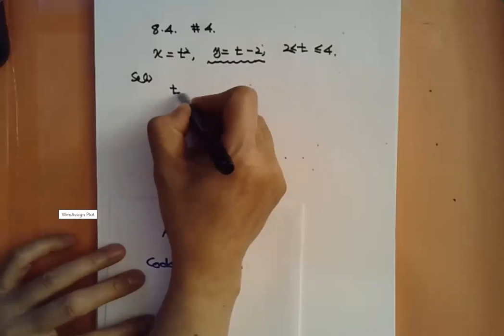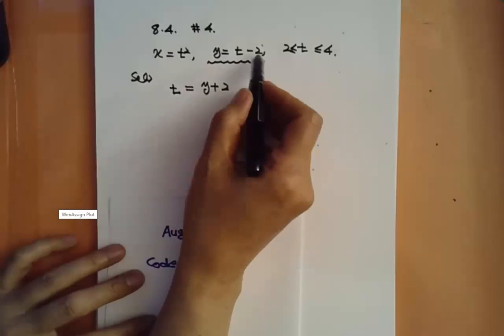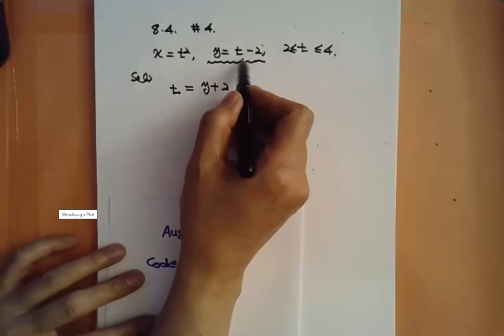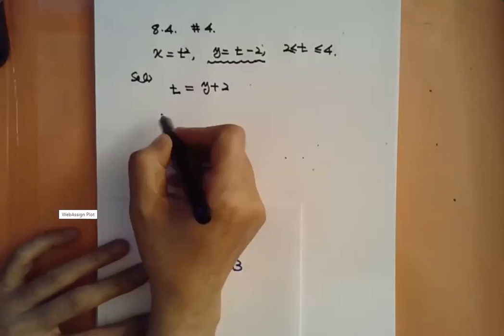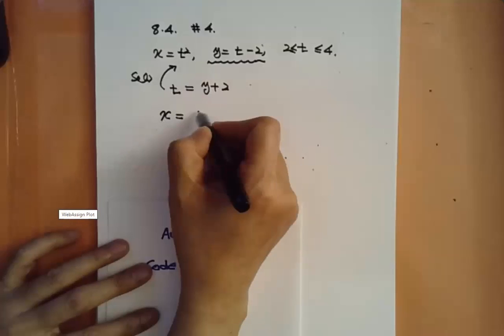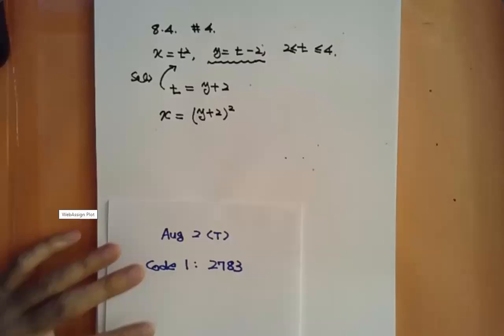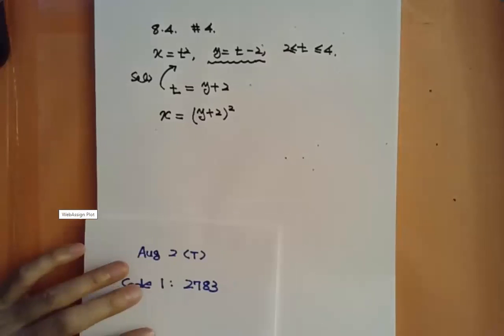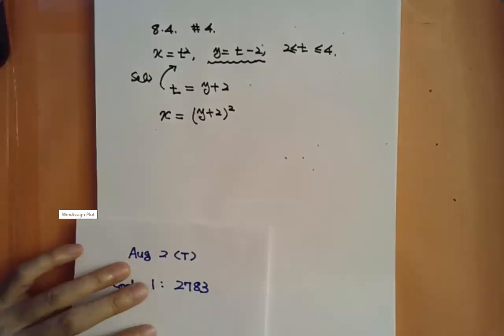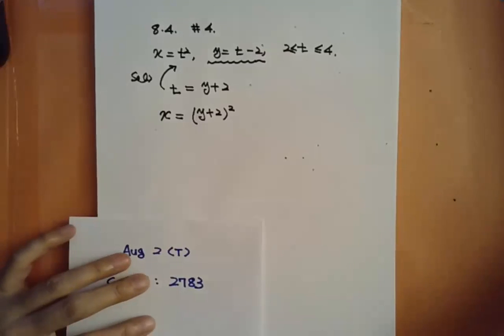So t equals y plus 2, right? Because we add 2 on both sides. And then we plug that to here, and then we get x equals y plus 2 squared. So obviously, this is the parabola.